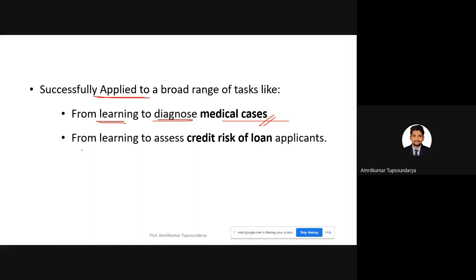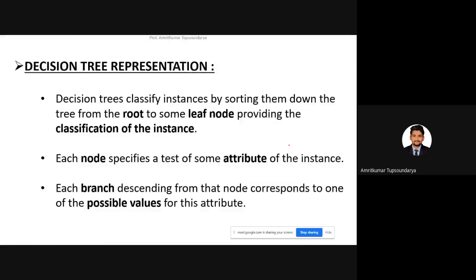And another area of application is learning and assessing the credit risk of a loan applicant. These are just a few applications listed by the author here, but there are more such areas of application when we talk about decision tree learning. It's a popular learning algorithm.